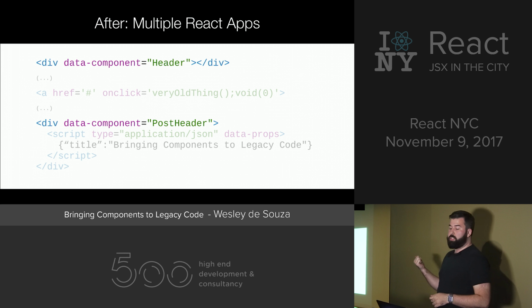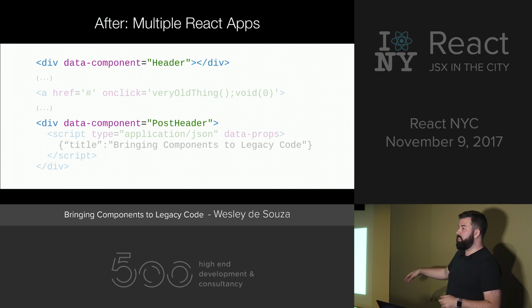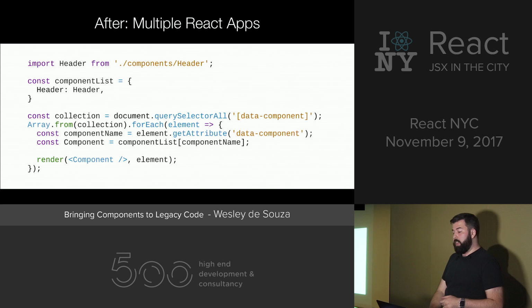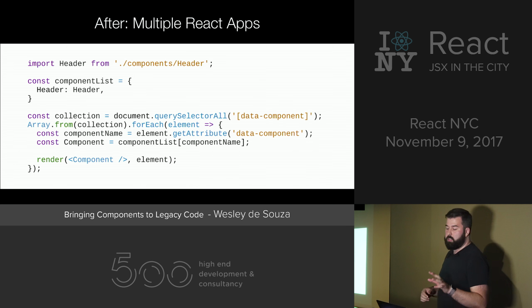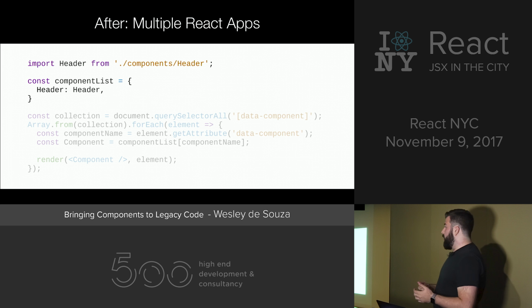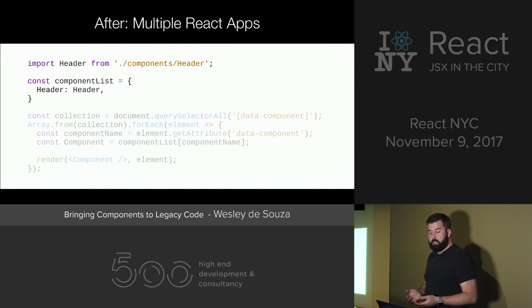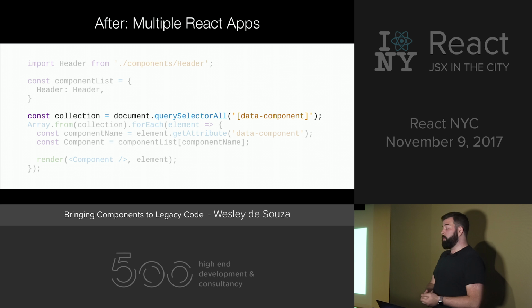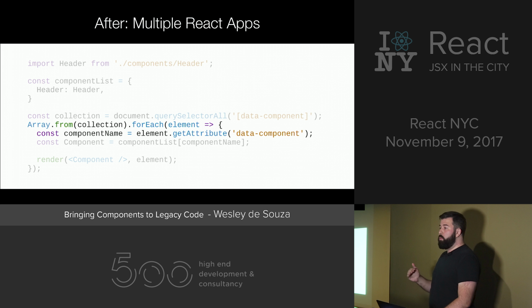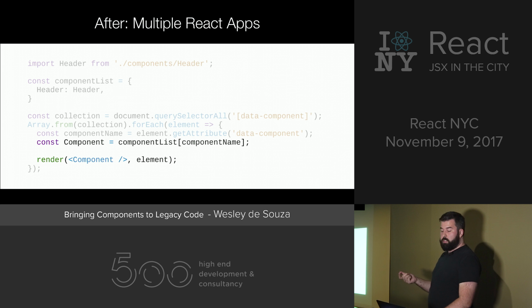And in this scenario, you say, I want a header here. I don't care about anything that's after that. And then I want the post header here. And with this tiny code, which is missing some things, but this is the gist of it, you can accomplish that. First, you define your library of components. It's very important. Then you find all of the data-component instances on your page. And for every one of those, you get which component needs to render and call render from React on that particular element in the page.